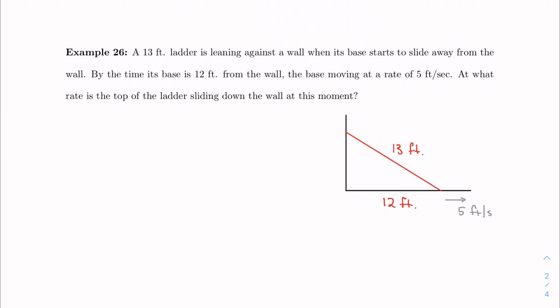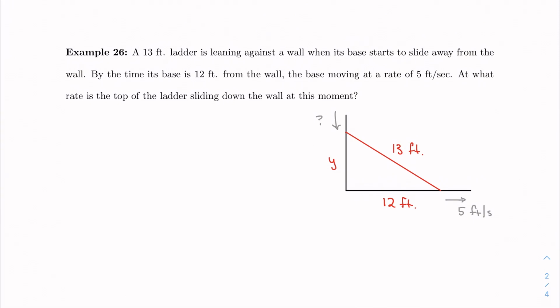At what rate is the top of the ladder sliding down the wall in this moment? So again, there's some kind of a downward motion here, and I don't know what this rate is. And actually, at the moment, I don't really know this length either. Since it's vertical, I'm going to call it y.